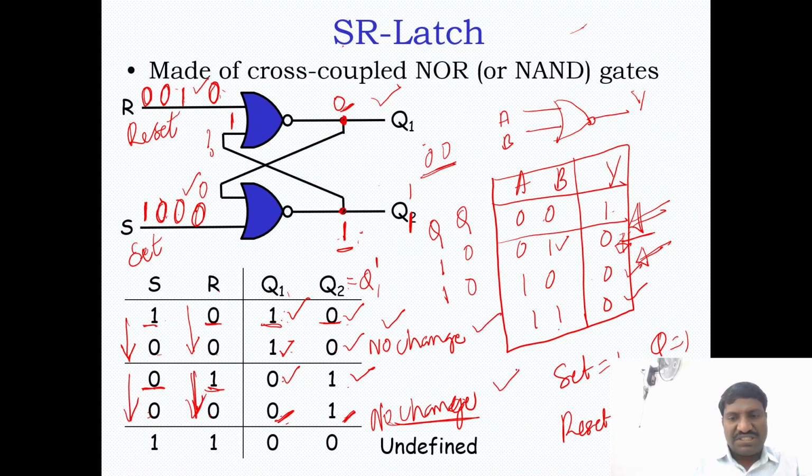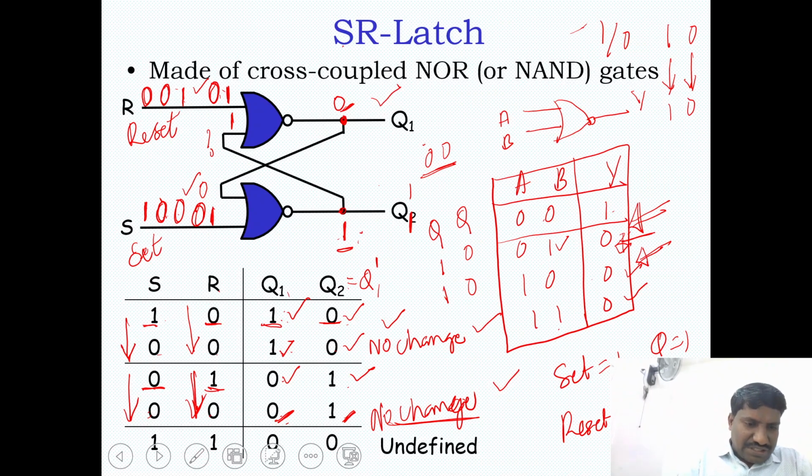No change means, in digital, the values are 1 or 0 possible. If it was at 1, it will continue with 1. If it was at 0, now it will continue with 0. That is what exactly one has to understand with respect to no change. So next, what we try to do is apply both the inputs as 1.